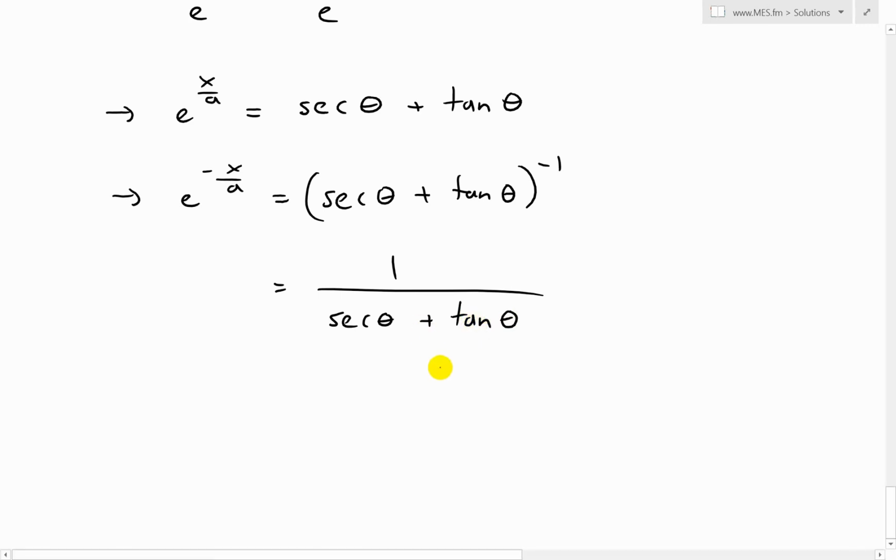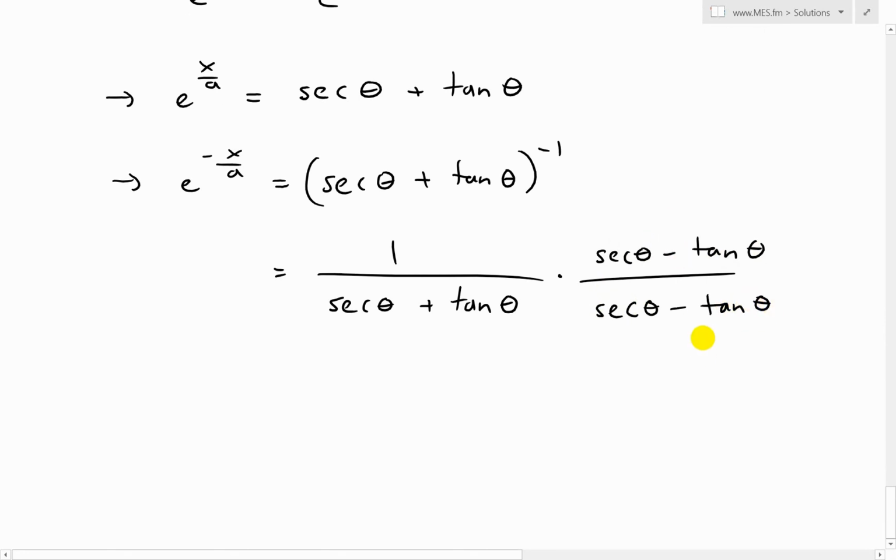So we have this 1 over secant theta plus tan theta, but now what we could do is multiply this by the negative, I think it's called negative reciprocal or something like that. The top and bottom, I'm going to multiply by secant theta minus tan theta, so we can cancel the middle term out. So again, nothing changes. This is just multiplying it by 1.